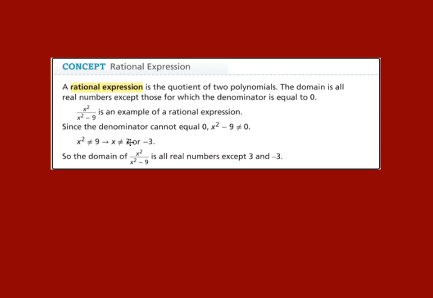So you factor that, you add the 9, take the square root of both sides, x cannot be 3 or negative 3. So the domain of this expression, x squared over x squared minus 9, is all real numbers except 3 and negative 3, because that's what makes our denominator 0. If your denominator is 0, whatever does that is simply not part of your domain. So it'll be like this bottom sentence.